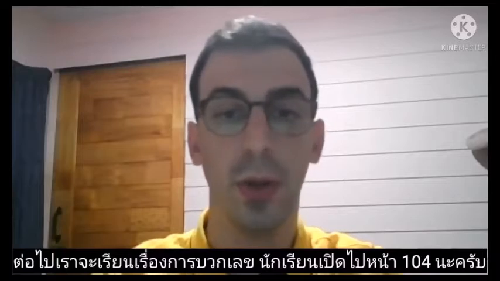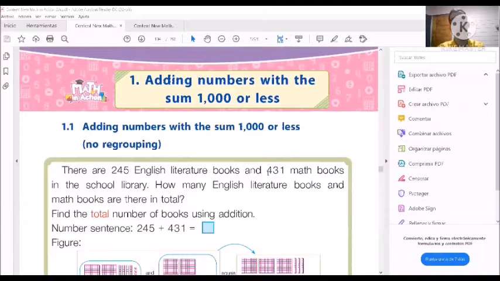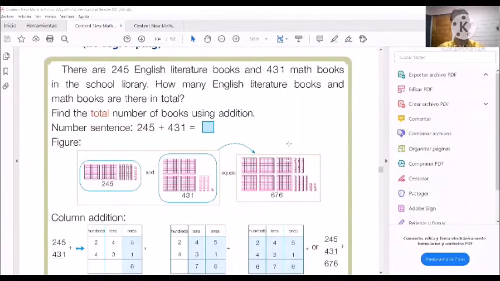Page number 104. Okay, I will show you here so you can follow my explanation. Here we are, 104. Here we talk about adding numbers with the sum 1000 or less. Okay, and here we have an addition. We are not reading the word problem because I don't want this video to take so long, but here there is an addition operation.